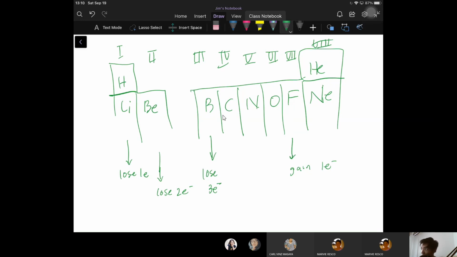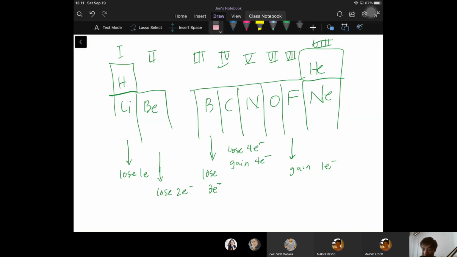Group 4. Tignan natin to group 4. Pag nag-lose siya ng electrons, bilangan natin. Para maging helium, ilan? 1, 2, 3, 4. Okay, so pwede siya mag-lose ng 4 electrons. Pag gain, ilan kaya? 1, 2, 3, 4. Equal lang. So, ano yung pipiliin niya? So, it could either lose or gain, no? So, nasa gitna kasi siya, no? So, pwede siya, kahit anong gawin niya, okay lang, no?